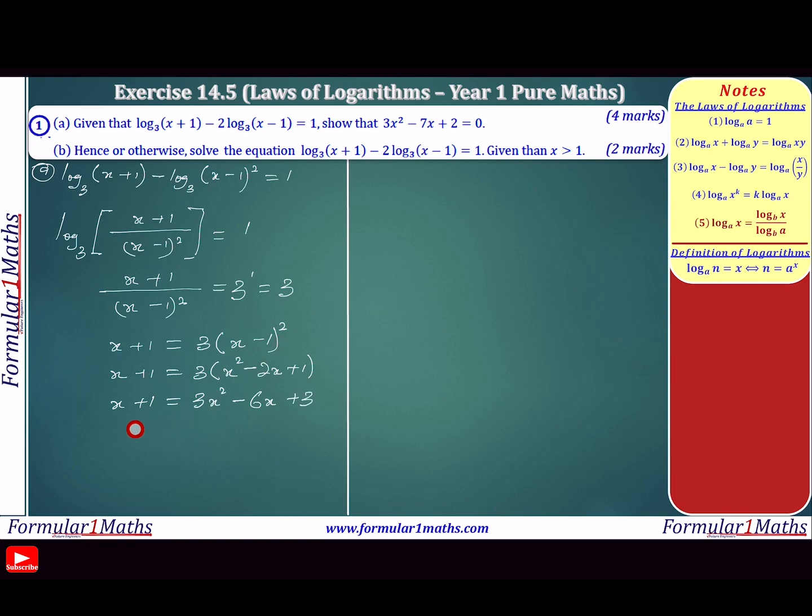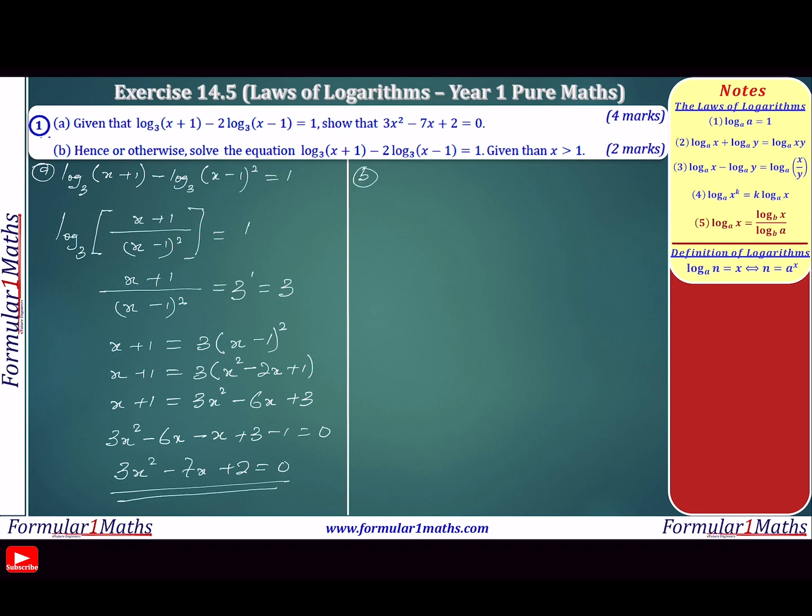And I'm going to transfer the x and the plus 1 to the other side of the equation. And if I do that, I'm going to get 3x squared minus 6x minus x plus 3 minus 1 is equal to 0. And simplifying, we get 3x squared minus 7x plus 2 equals 0. And this is what we are required to show.